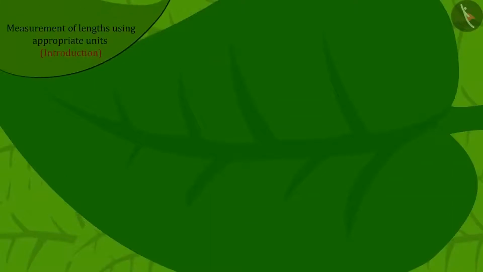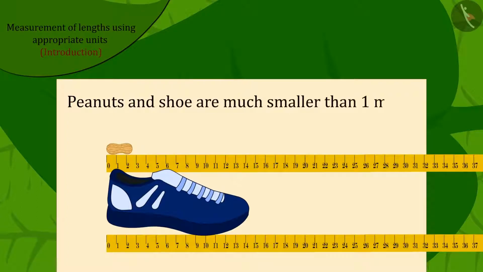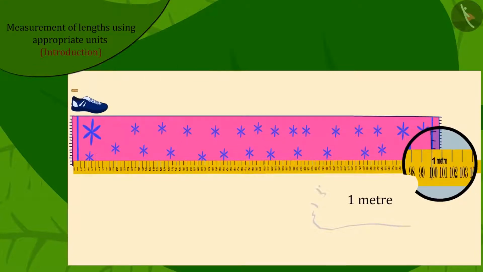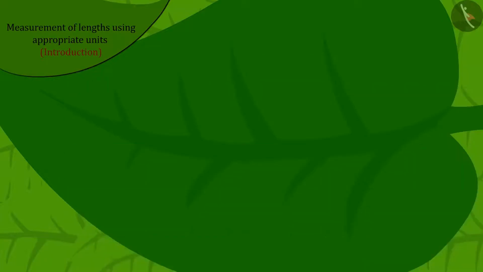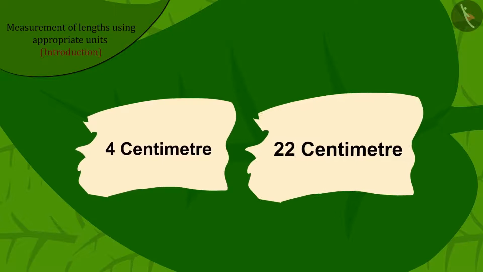Absolutely correct. Peanuts and shoe are much smaller than 1 meter. It is possible that the length of the mat is 1 meter. Hence, the correct answer is length of the mat. Now Chanda found these two pieces of paper on which 4 centimeter and 22 centimeter were written.